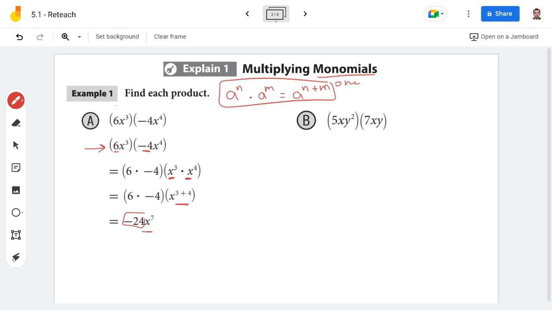Let's have a look at this one. We have 5 and 7, so 5 times 7. Then we have x with x, so x times x. Then we have y with y, so y squared times y. Now 5 times 7 equals 35. x times x means x to the power of 1 plus x to the power of 1, which is equal to x to the power of 2. Here y to the power of 2 and here y to the power of 1, so y to the power of 3. Okay, so this is the answer.